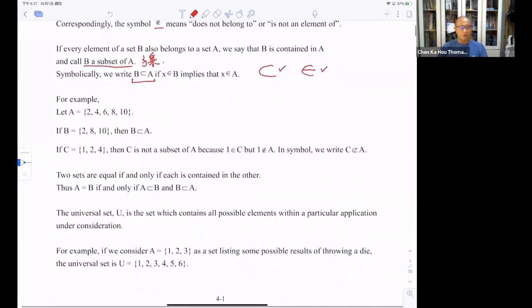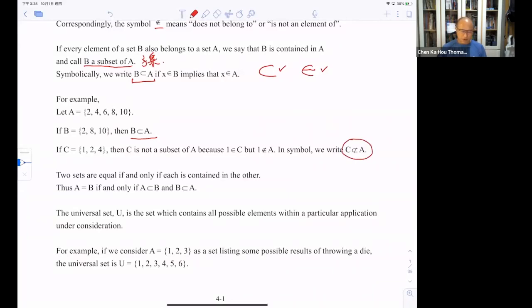Let's see one example. A has five elements: 2, 4, 6, 8, 10, and B contains 2, 8, 10. Obviously, every element in B is also in A, so we say B is a subset of A. If another set C is 1, 2, 4, but 1 is an odd number and is not in A, so we say C is not a subset of A.